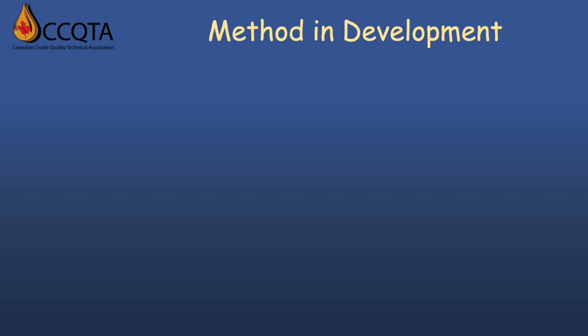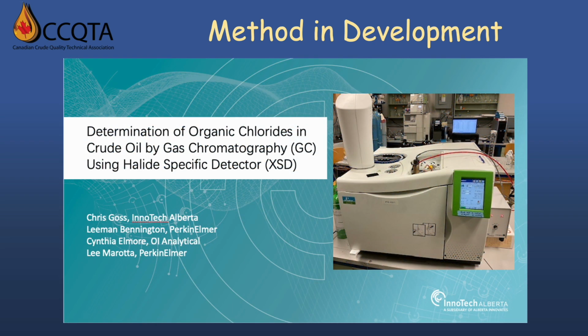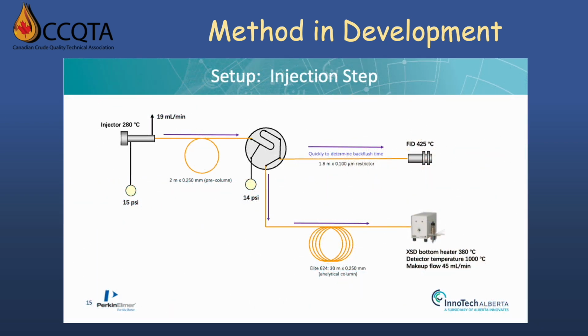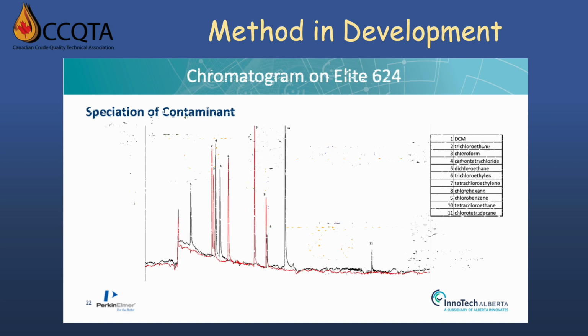Recently, the CCQTA was introduced to a promising method that is currently in development. This is a gas chromatography method utilizing a direct injection of crude oil and detection by the halogen-specific OI Analytical XSD detector. The advantage of this method over ASTM D4929 is the elimination of the distillation and washing steps to prepare naphtha for analysis. This is a significant improvement in both the time of analysis as well as the method detection limit.